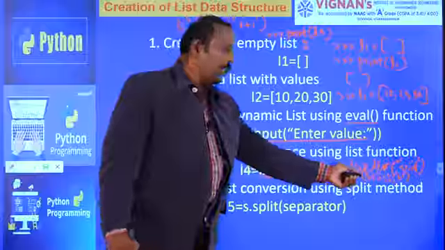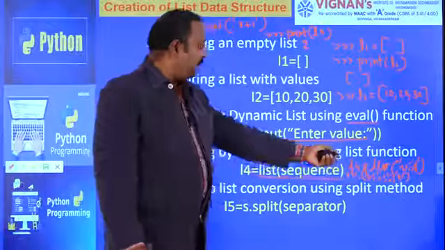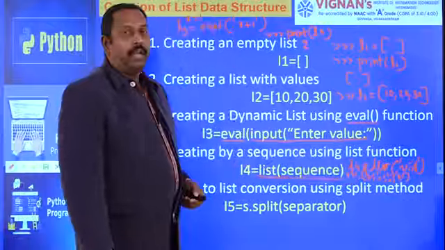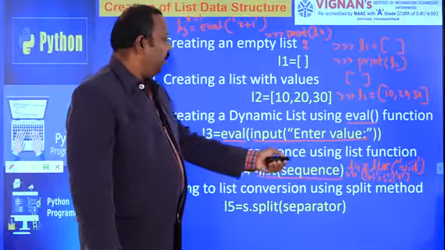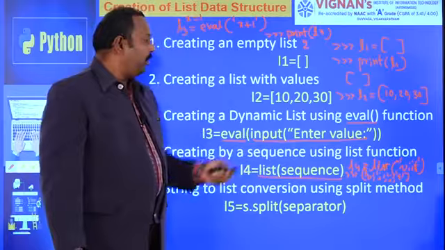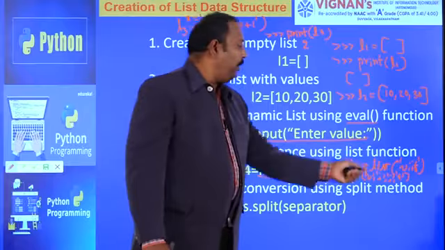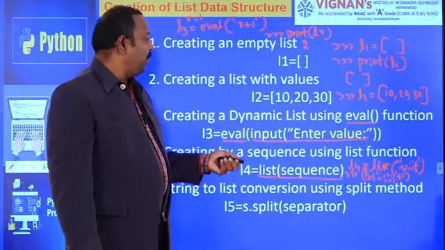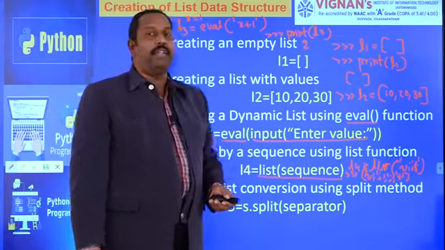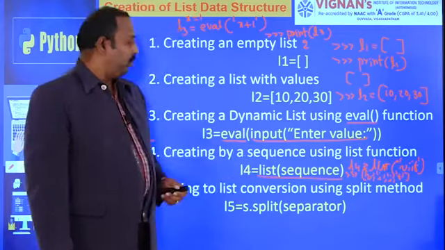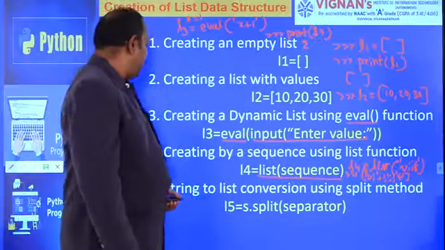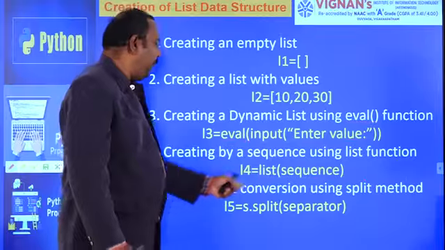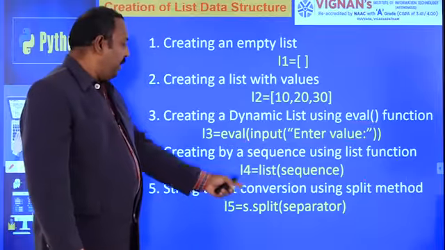V is the first element in the list, I is the next element in the list, I is the next element in the list, T is the next element in the list. So it will divide it into elements. You have given a string value, and that will be converted into each element in the list. So list is a function to convert whatever sequence you have given into a list data type. So this is another example.